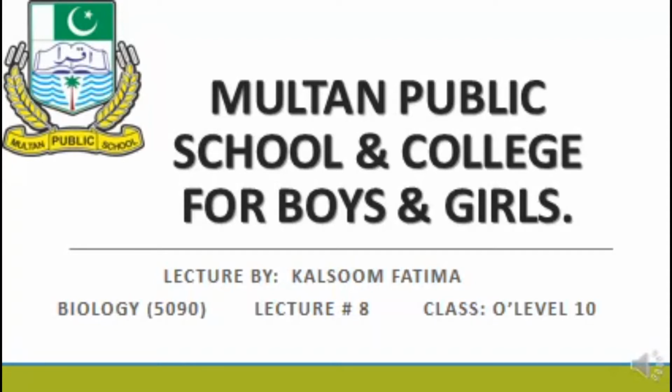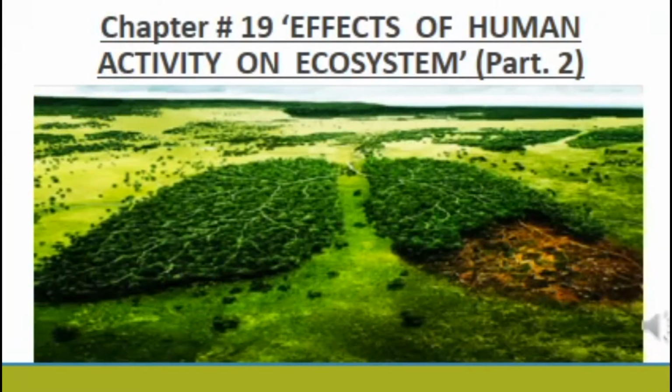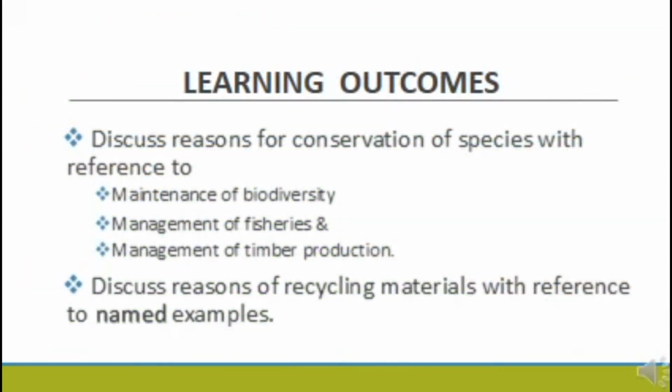This is Cambridge Biology 5090 for O Level 10. In this video, we will study the second part of Chapter 19, Effects of Human Activity on the Ecosystem. Students, by the end of this video, you should be able to discuss the reasons for conservation of species with reference to maintenance of biodiversity, management of fisheries, and management of timber protection. And then you should be able to discuss reasons for recycling materials with reference to named examples.